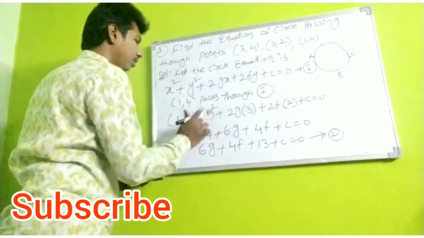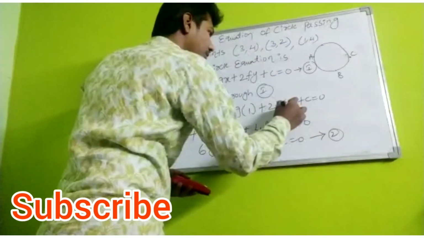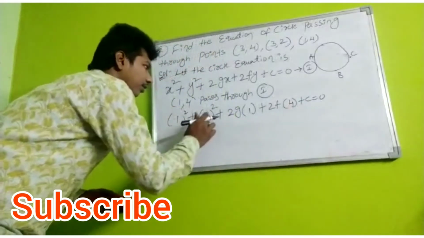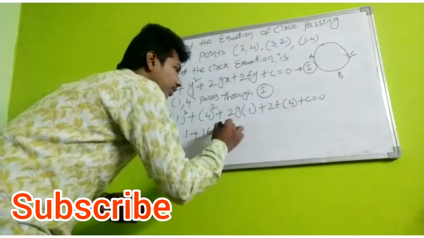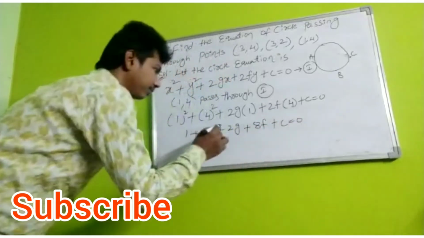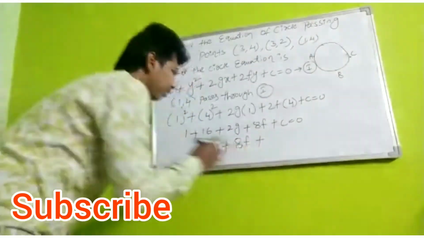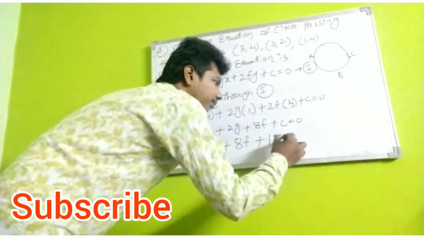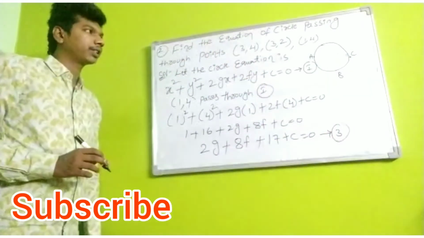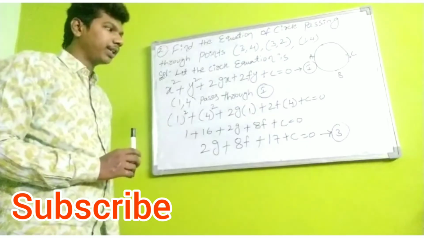1 square, 4. Simplification. 1 square means 1. 4 square means 4 4s are 16 plus 2 1s are 2g, 2 4s are 8f plus c is equal to 0. Now first I say g term 2g plus next f term, that is 8f plus 16 plus 1 17 plus c is equal to 0. This is equation number 3. Now in place of x comma y, substitute 1 comma 4. I got equation number 3, that is 2g plus 8f plus 17 plus c is equal to 0.